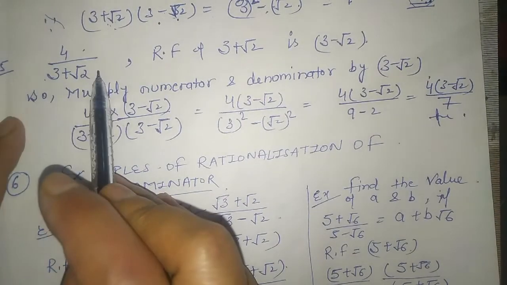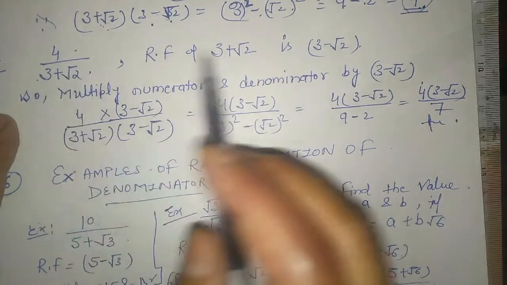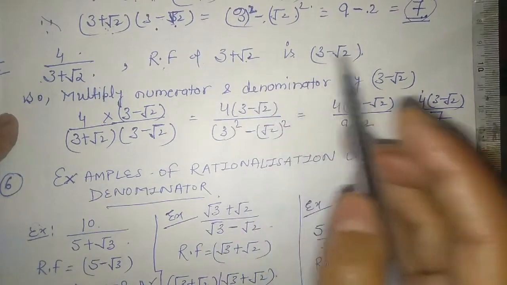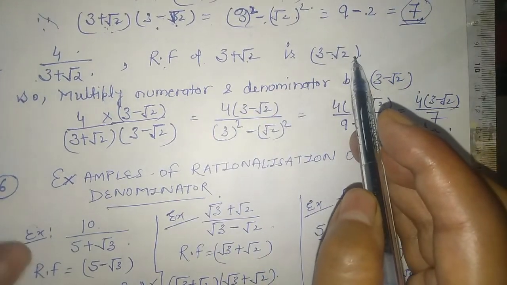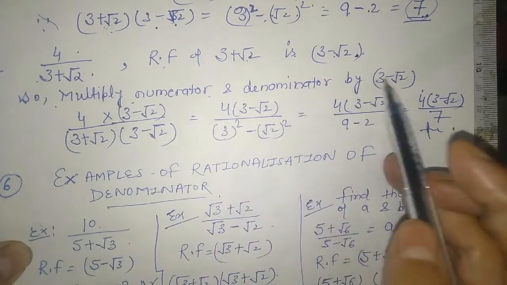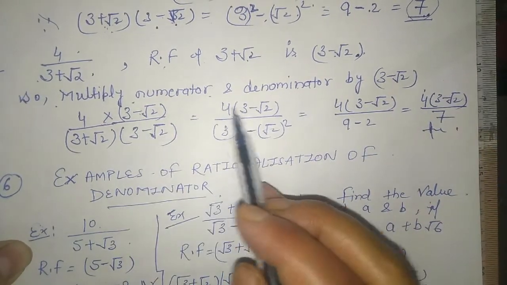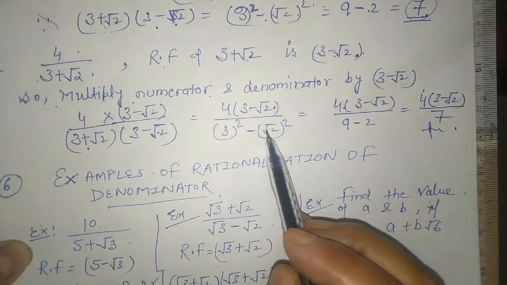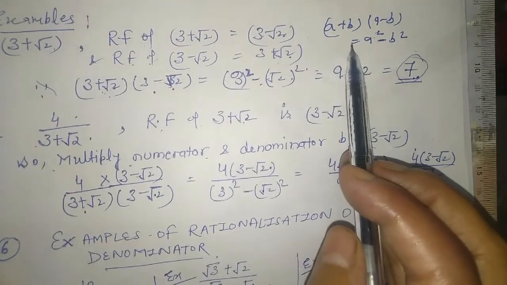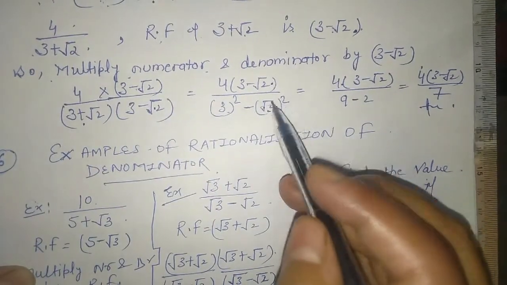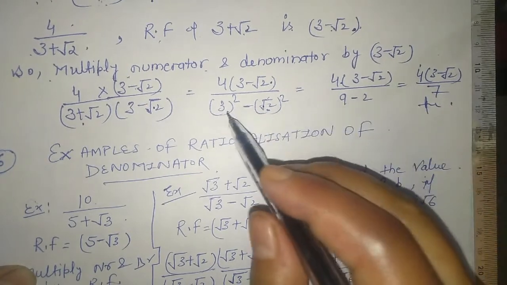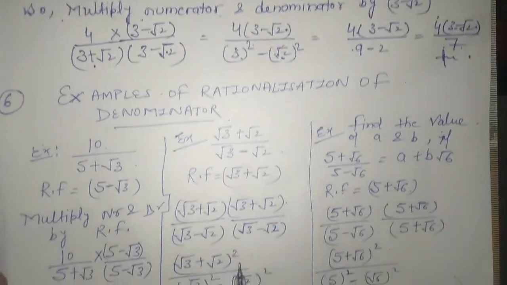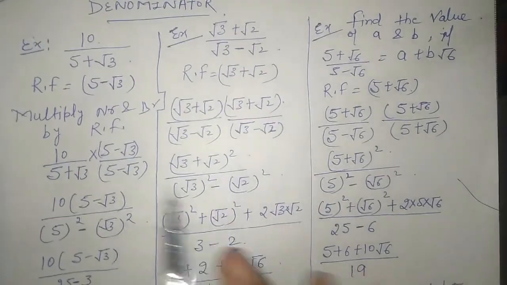Similarly, 4 upon 3 plus root 2. So what is the rationalizing factor here? The rationalizing factor of 3 plus root 2 is 3 minus root 2, just the opposite sign with the surds. So multiply numerator and denominator by this 3 minus root 2. This is 4 into 3 minus root 2. We are having simple 3 plus root 2 into 3 minus root 2. Because of this formula a square minus b square, it becomes 3 square minus root 2 square. You know that square and root will cancel each other. So 3 square is 9 minus 2, that is 7. So 4 into 3 minus root 2 upon 7. This is the answer. Some more examples are here.